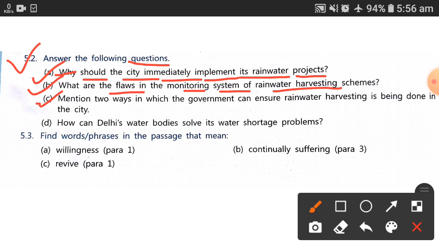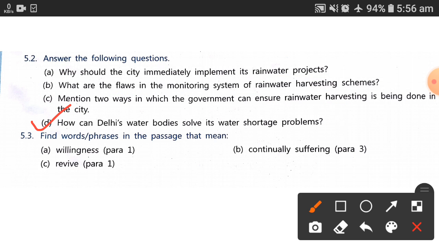Write the next one, number C. Mention two ways in which the government can ensure rainwater harvesting is being done in the city. Write the next one, number D. How can Delhi's water bodies solve its water shortage problem? Okay, now write the next question.